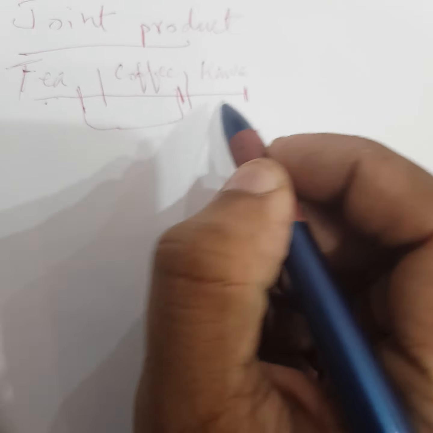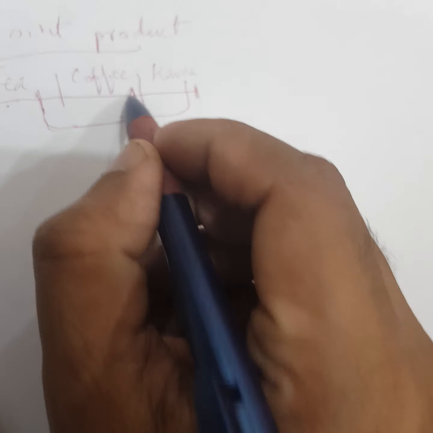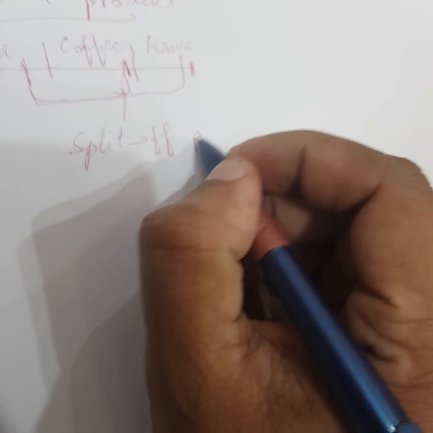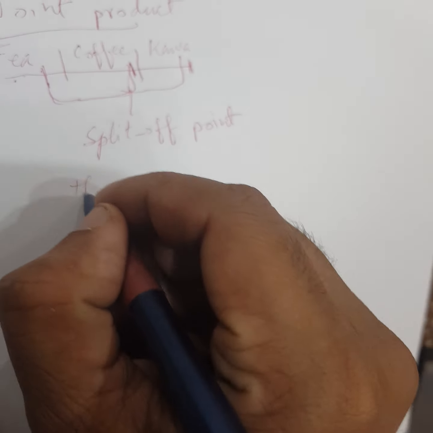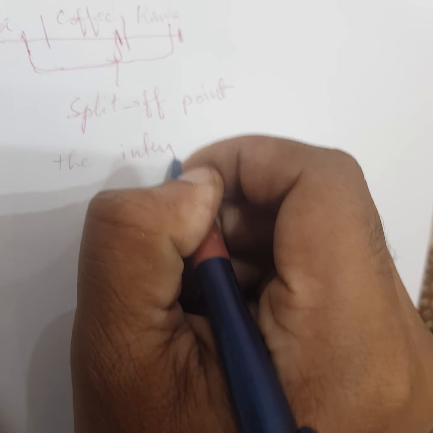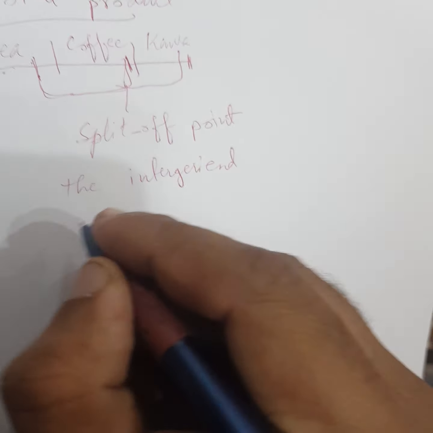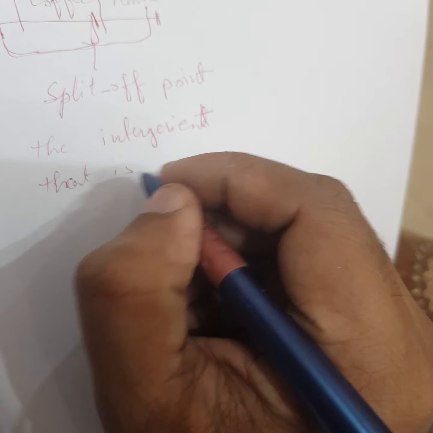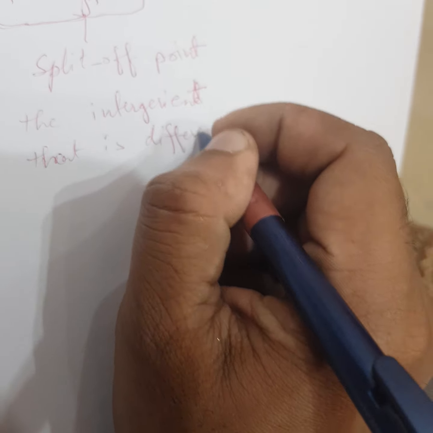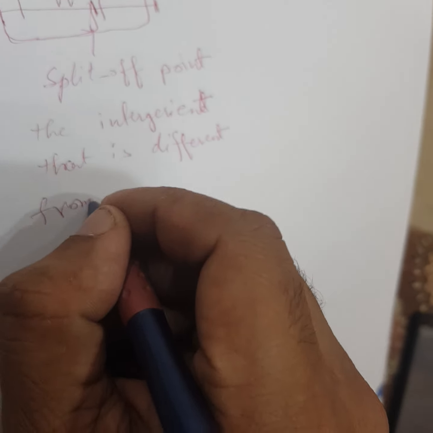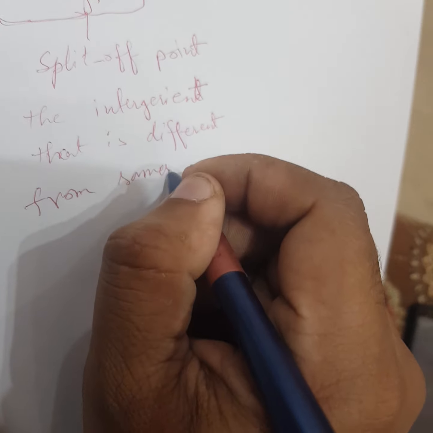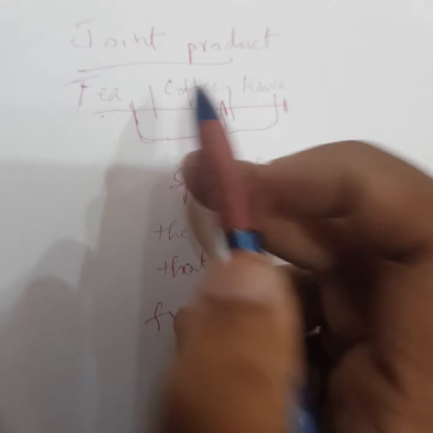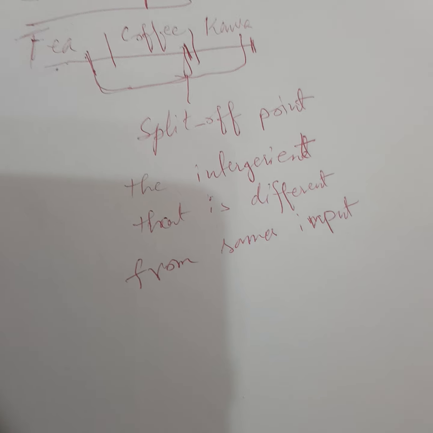In these three products, the split off point is the ingredient that is different from the same inputs in joint products. So it will be called the split off point.